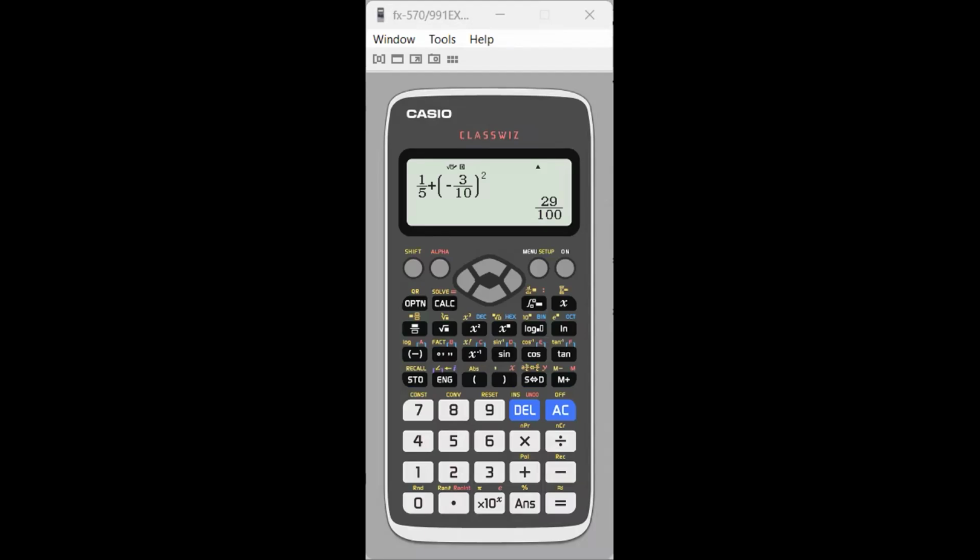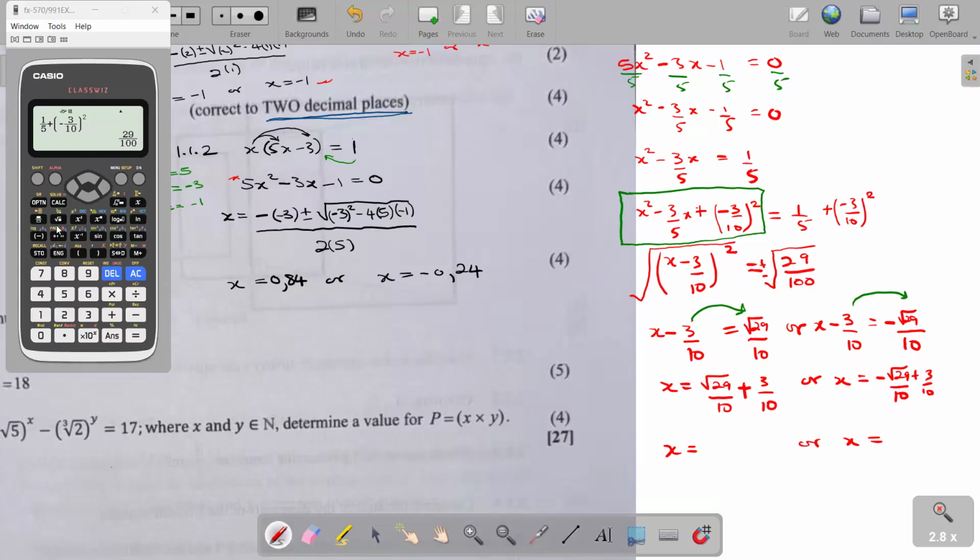So it will mean that we are going to have root 29 over 10 plus 3 over 10 plus 3 over 10, which is going to give 0.84, or we are going to have negative root 29 over 10 plus 3 root 10, which is going to end up giving us negative 0.24.